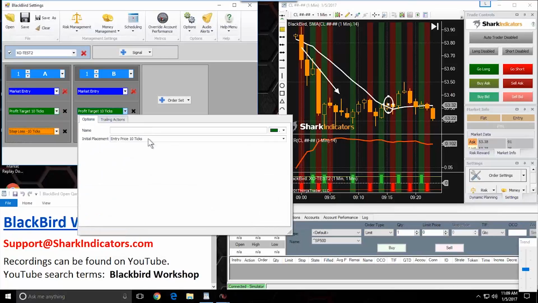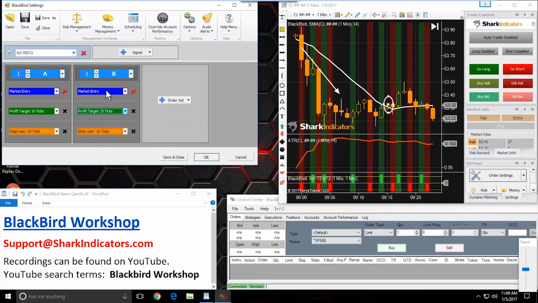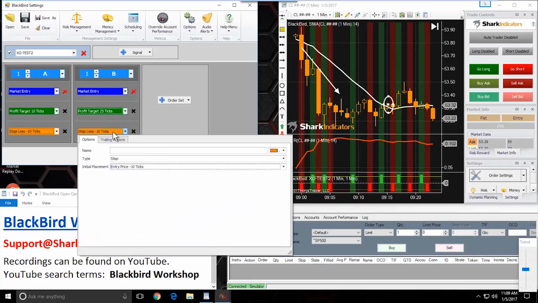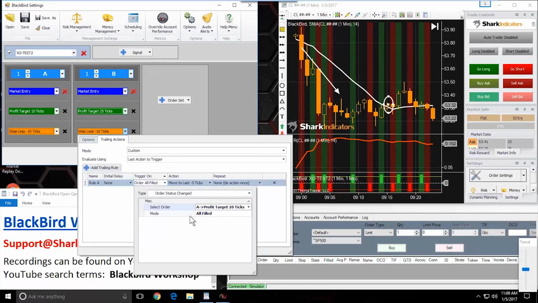And of course, to make this a little more practical, let's do this here. There we go. So for B, my profit target is 25 ticks, but once this 10 tick profit target gets hit, then I could use that to tighten up my stop loss, or whatever I want to do there. So again, we have all of these orders to monitor, to look at.